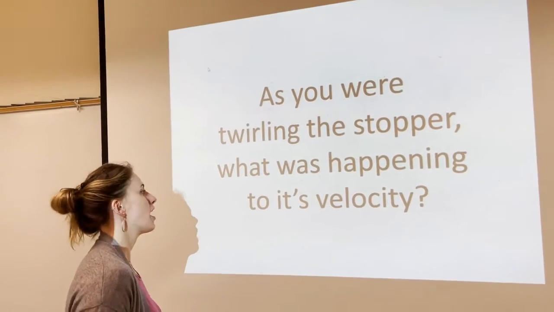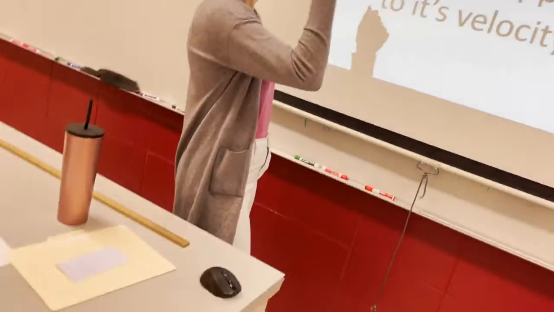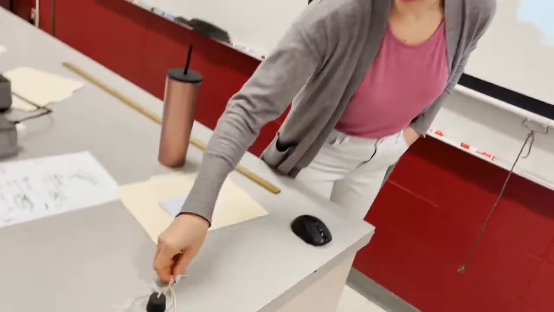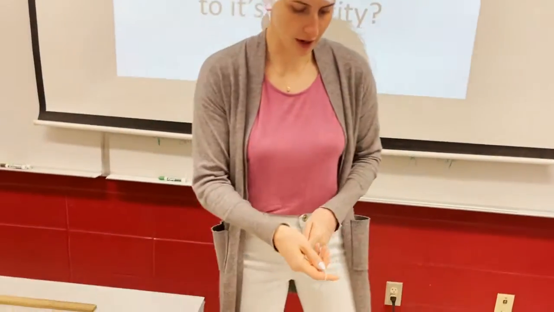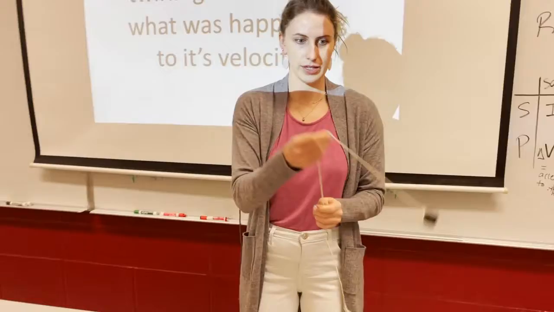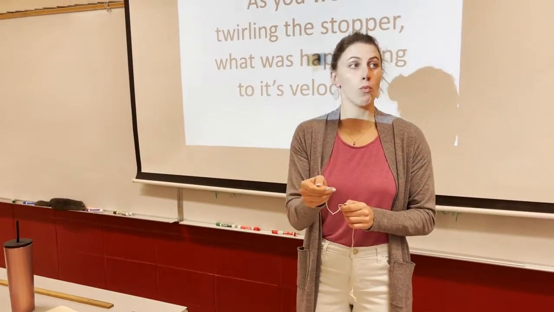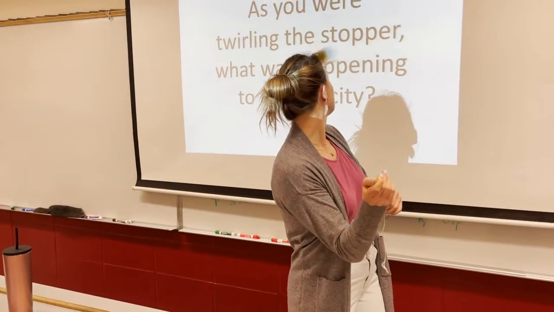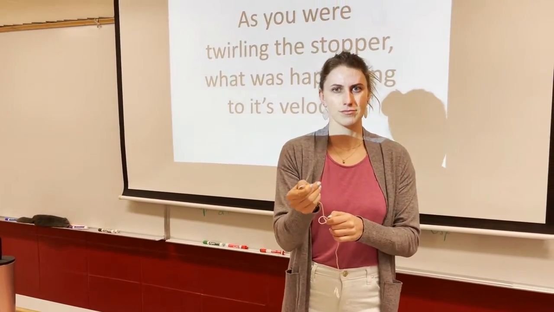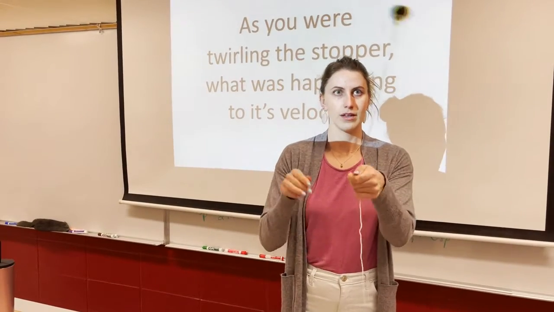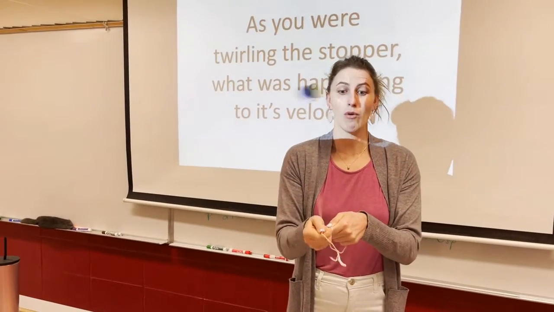As you were twirling the stopper, if you guys remember me doing that, and we got a stopper right here. Grabbed it. As we're twirling the stopper, what's happening to its velocity? Well, its speed looks like it's about the same, but what's the difference between speed and velocity? One of them has direction, right?